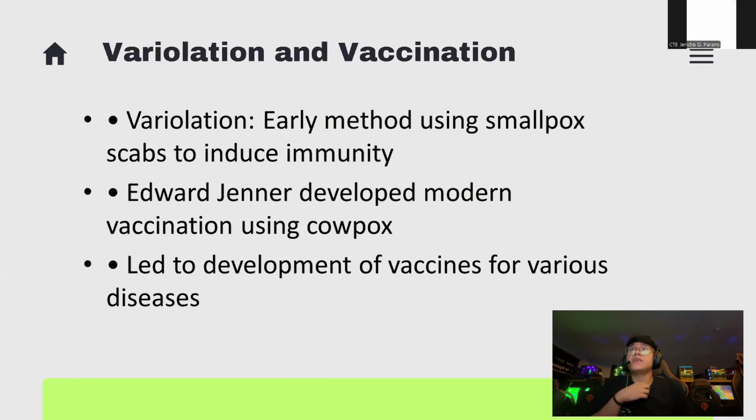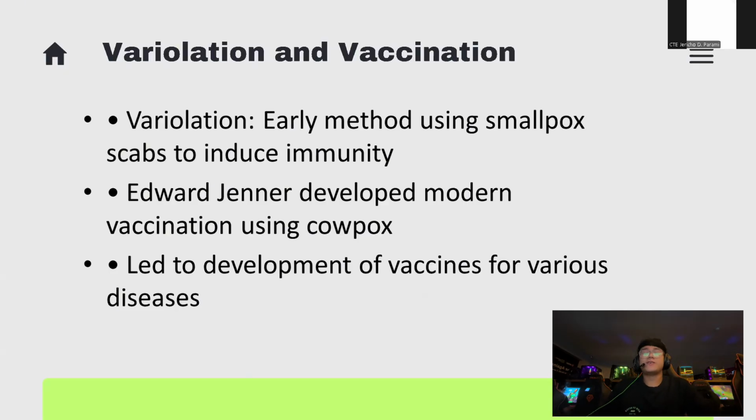Now, let's talk about variolation and vaccination. Edward Jenner developed modern vaccination using cowpox, which led to the development of vaccines for various diseases. So Edward Jenner was the one who started it. Variolation was an early method using smallpox scabs to induce immunity. Before modern vaccines, this was a practice where individuals were deliberately exposed to smallpox scabs or pustules to develop immunity.